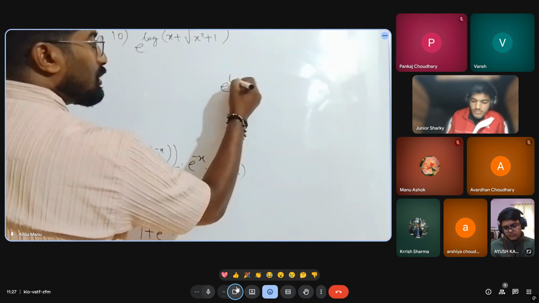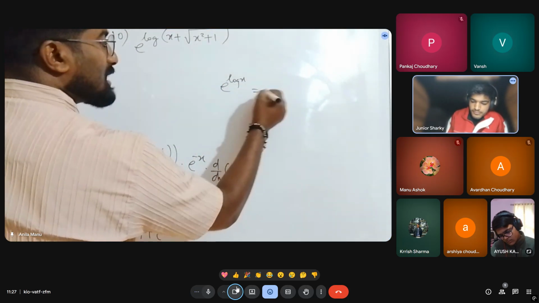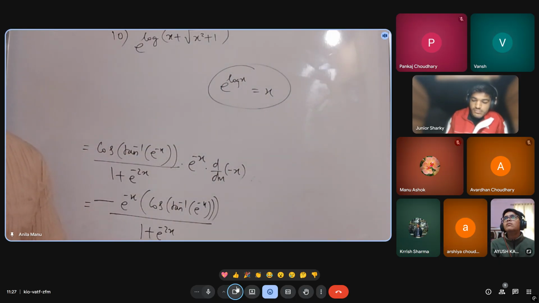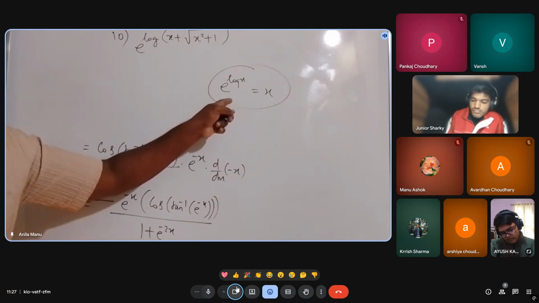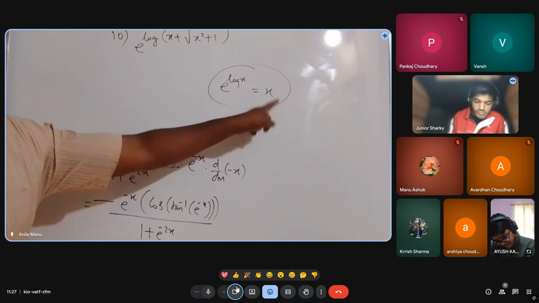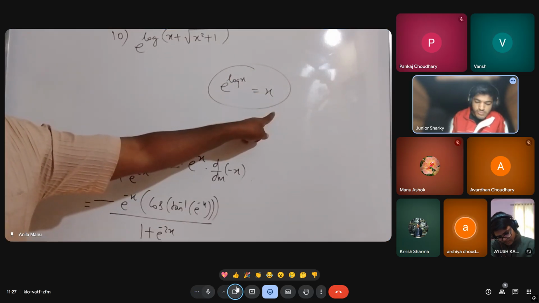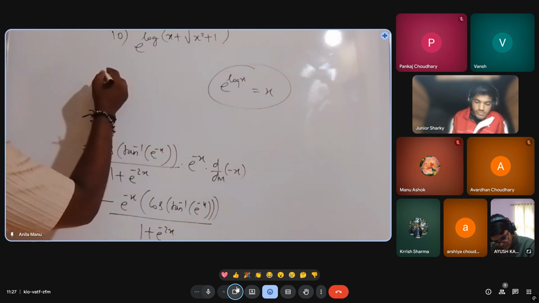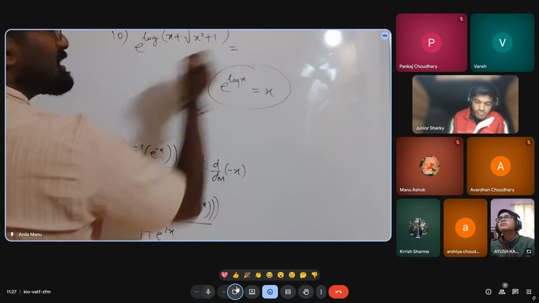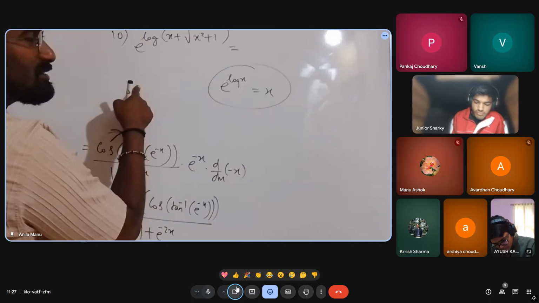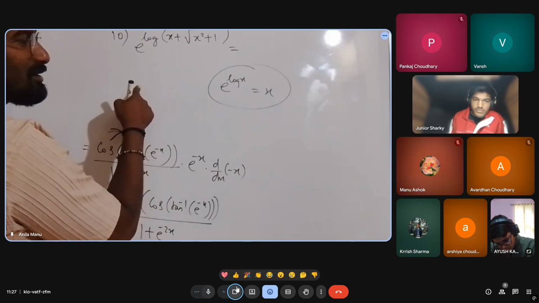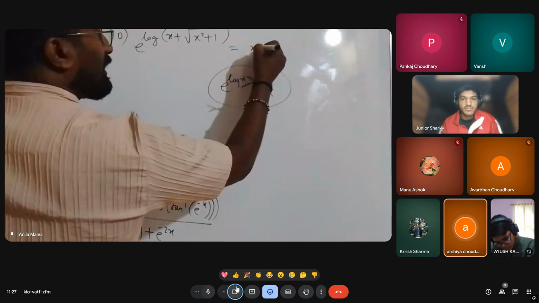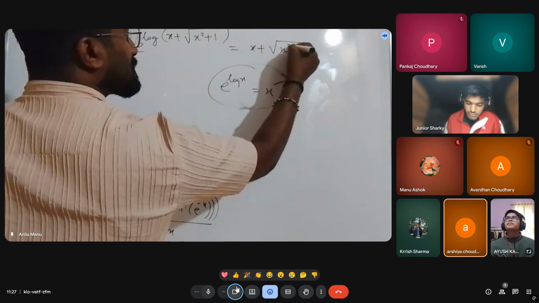e raised to log x is x. Note it down, in integration also, many places we are using this property: e raised to log x is x. So if you get these kinds of problems, directly you can write this as x. Here, instead of x, we have x plus square root of x square plus 1.